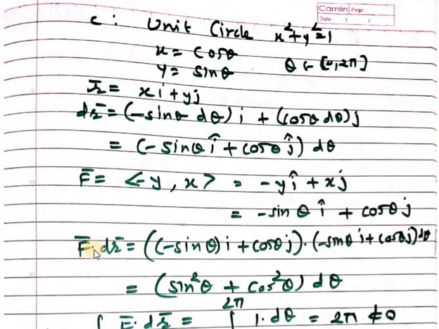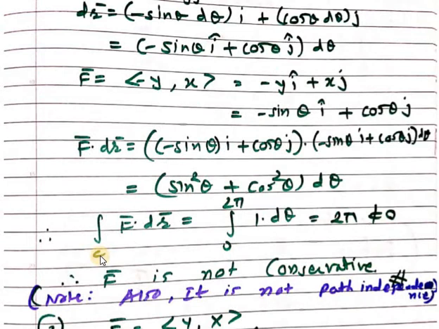When we take F bar dot dr bar, it is required to take the dot product of F bar and dr bar. This is the F bar and this is the dr bar. When we take the dot product, as we know i dot i is 1, i dot j is 0, and j dot j is 1. So here we get sin square theta plus cos square theta into d theta. But this is the identity, so we get only 1 into d theta. When we integrate over the contour C, we have to rotate from 0 to 2 pi. So whenever we integrate, the answer is 2 pi.